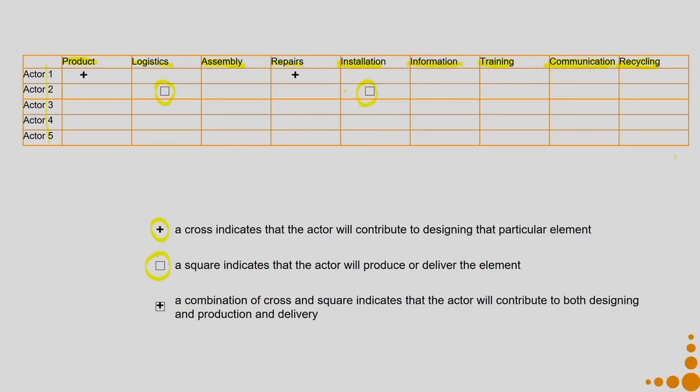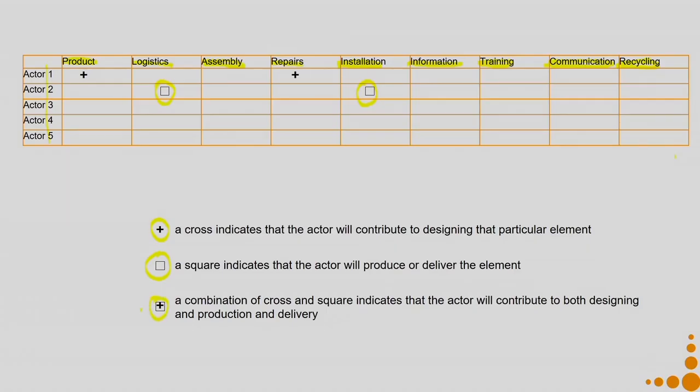Say for example, actor 2 is responsible for logistics and actor 3 is responsible for installation, which means both of them will have to communicate with each other that okay, delivery has happened, now you need to do installation. There is nothing good or bad about that. You just have to check whether that's the most sustainable way of doing it or not. If it is, how will you implement it? What are the material flow, information flow, finance flow, and labor flow which are supposed to happen in the system in order to operationalize it in that particular manner?